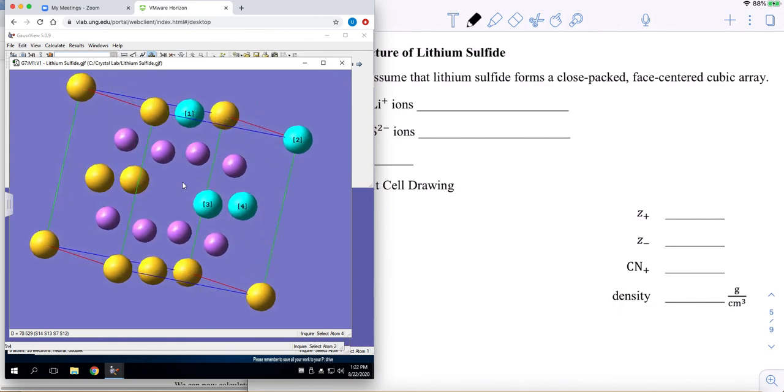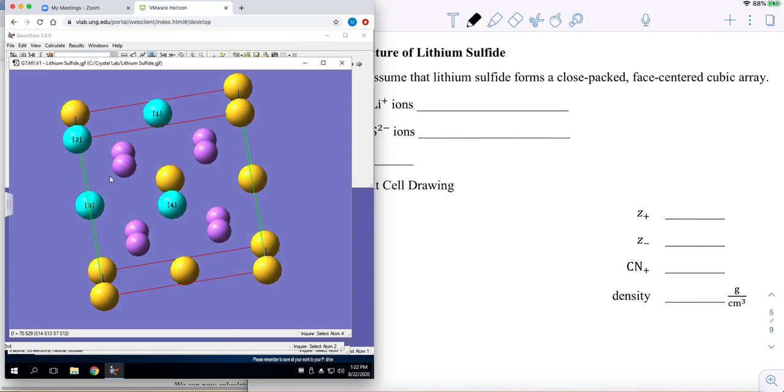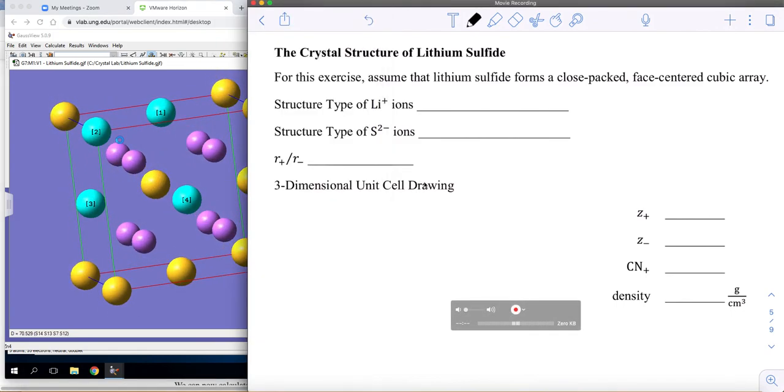And so if that is the case, then you can use the fact that there are 4 sulfurs around each lithium to help figure out the whole type. But that's what I'm going to give you for right now. I think this is hopefully a good stopping point.